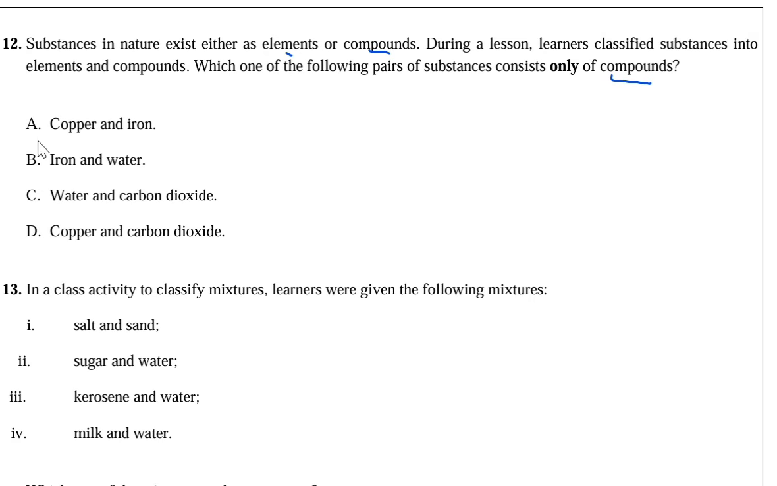So here we have A, copper and iron, B, iron and water, C, water and carbon dioxide, D, copper and carbon dioxide. To start with, all of these two, these are elements. You don't have a compound. Iron and water. Iron is an element. Water is a compound because you know that water, the symbol is H2O. So you can see here we have hydrogen and oxygen, which are chemically combined to form water. Because here this is an element, and therefore this is not the correct option.